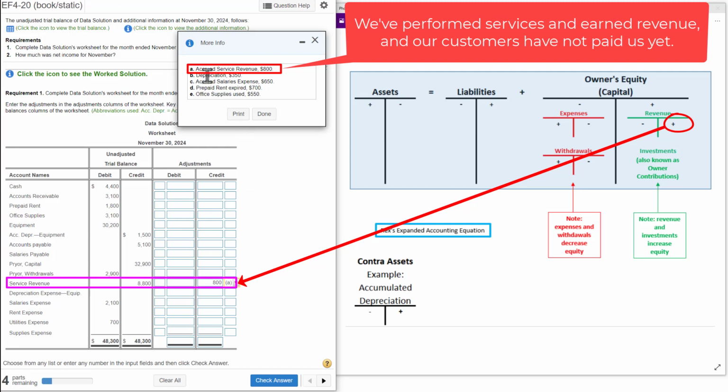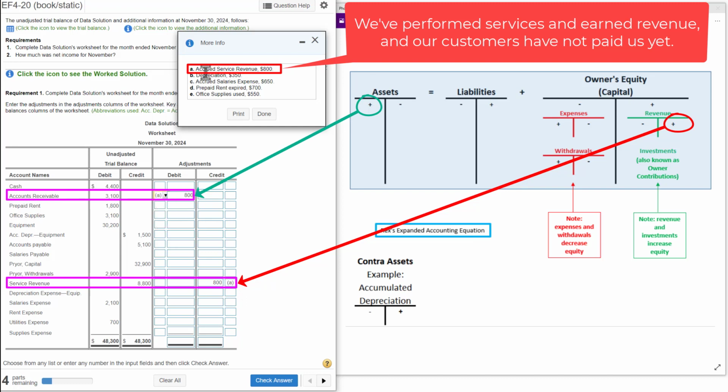And then remember, because it says accrued, it means it has not been paid yet. So we've performed some service, but our customers have not paid us. That means they owe us. That means we need to increase accounts receivable, which is an asset, and assets increase with a debit.